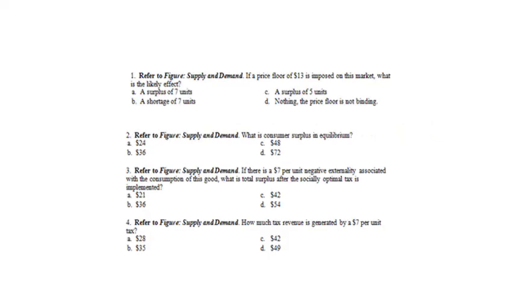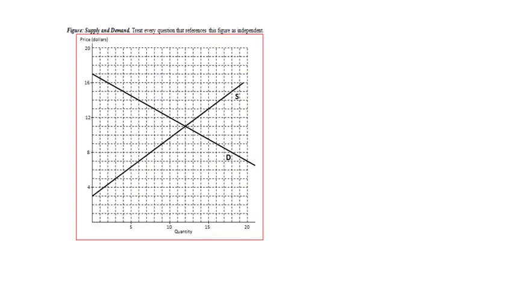It's going to refer to the supply and demand diagram. We're going to ask you some questions from that. So the first one asks, if a price floor of $13 is imposed in this market, what's the likely effect? So let me go to the next slide. So we have price floor is $13. So here's $13 on the map here.